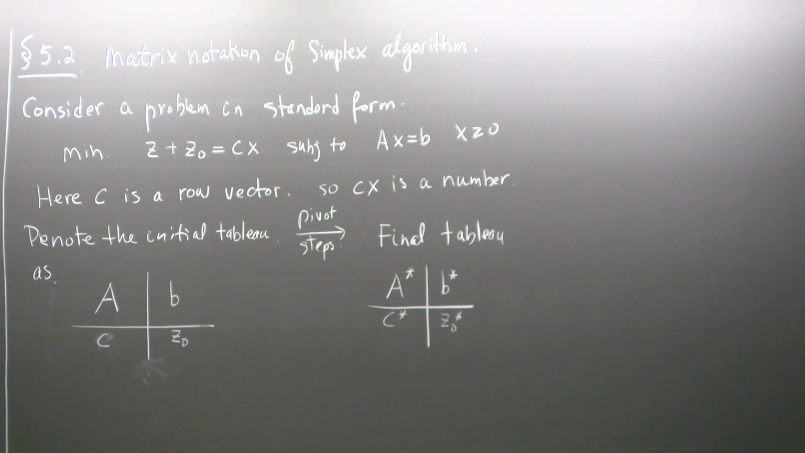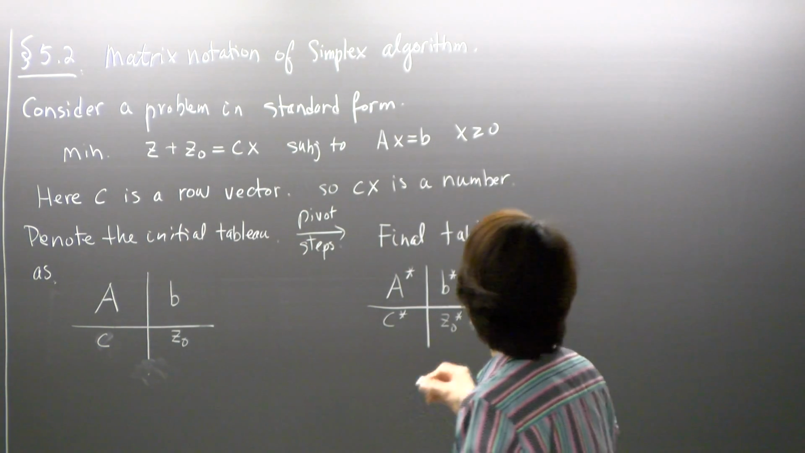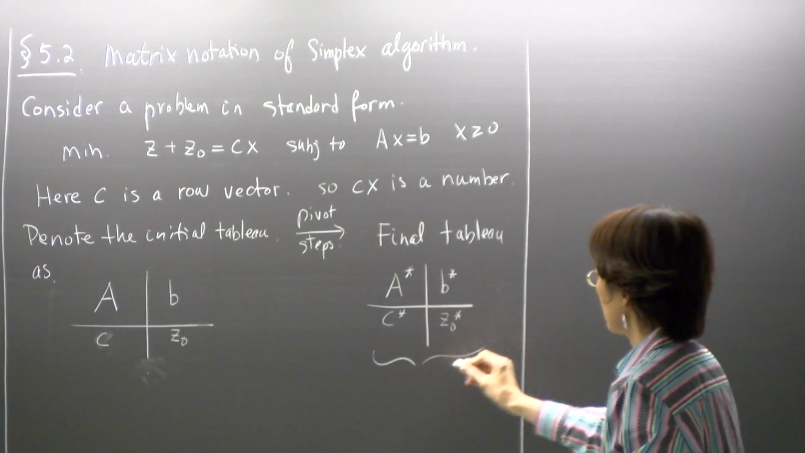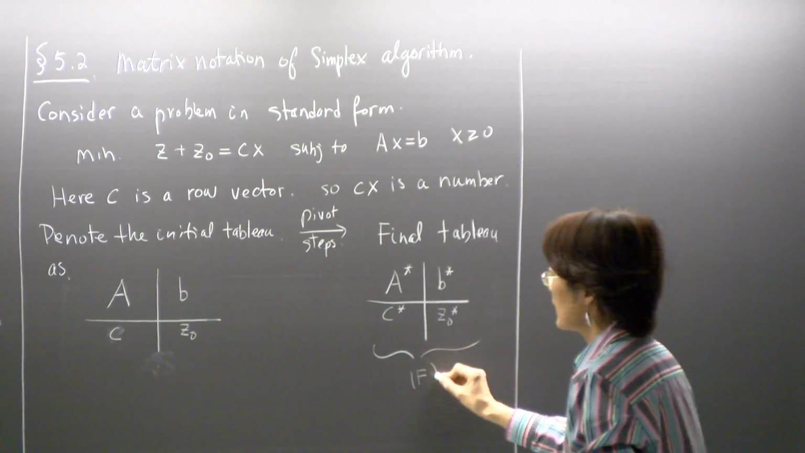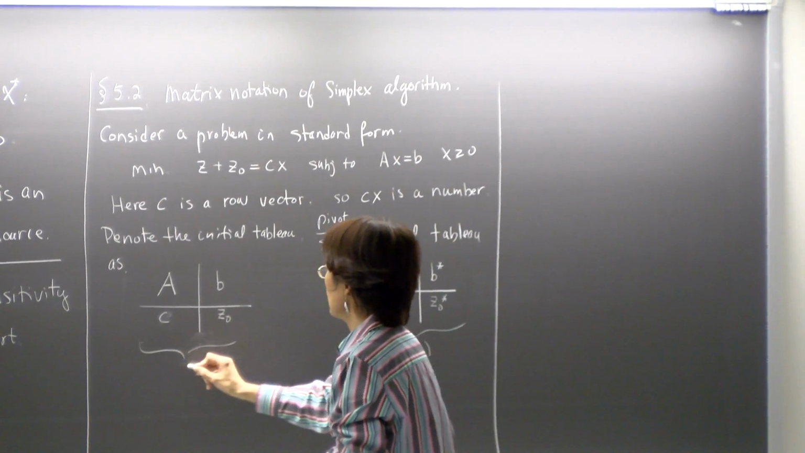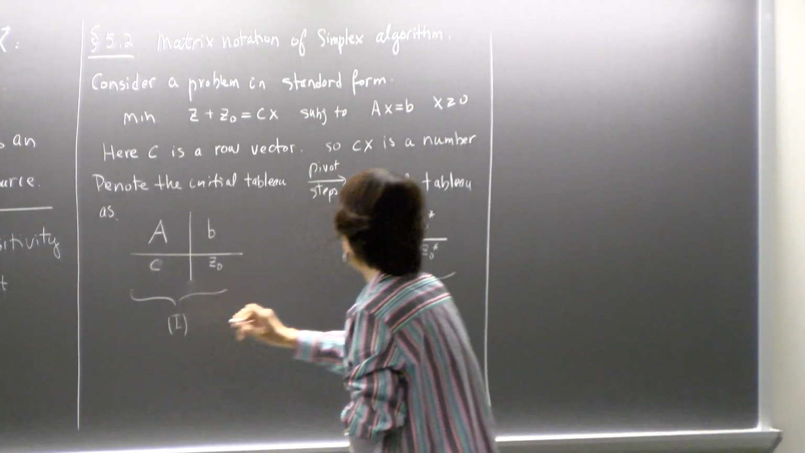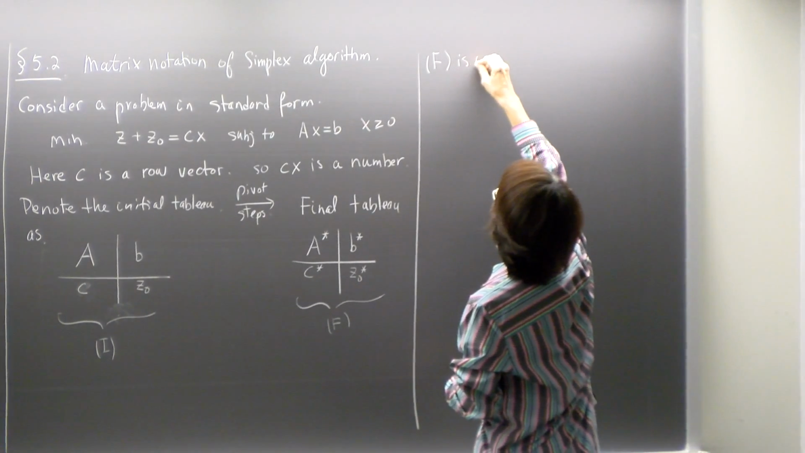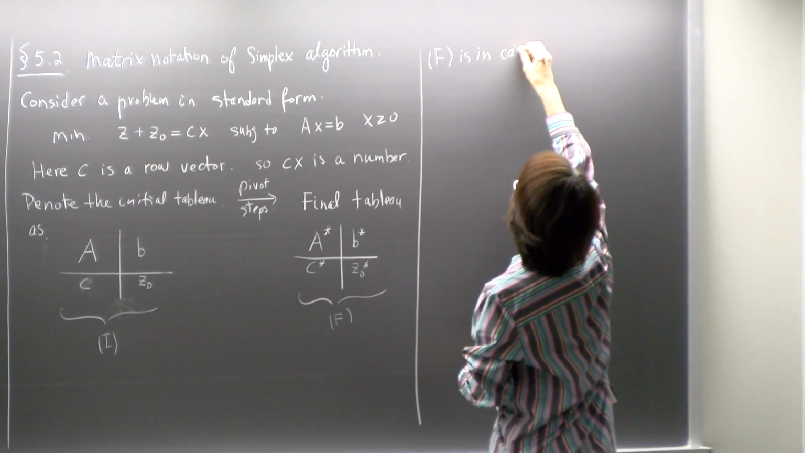Okay. So you know the final form has to be in canonical form. Is that right? So what do we know about the final form? Let me put it here. So this final form, let's call the final form F. This is the initial form, the initial problem. So we know that F is in canonical form.